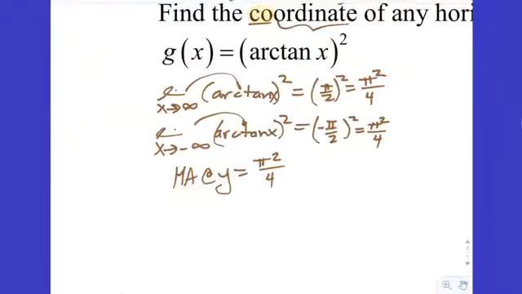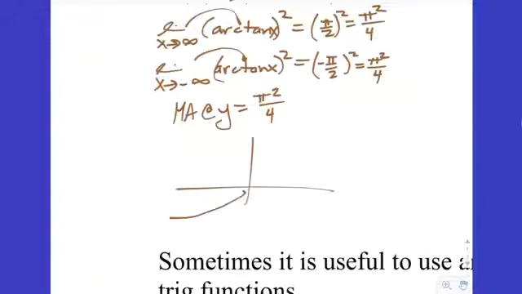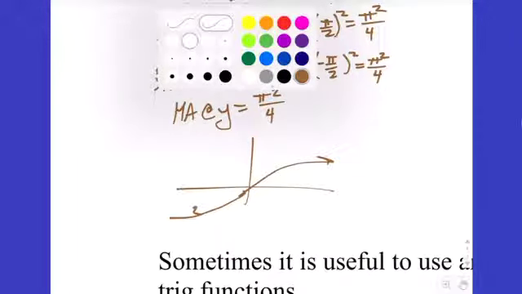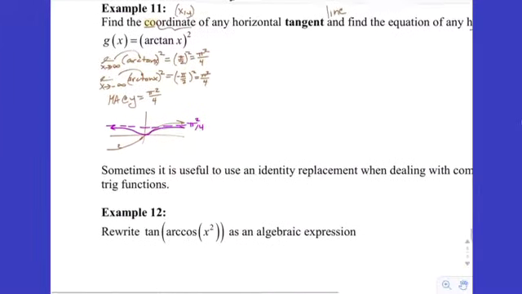The graph would look something like this. It takes all the y values from arctangent, and it squares them and makes them a little bit bigger if they're bigger than 1, and then makes them a little bit smaller if they're less than 1. So it's going to look something like this. It'll have y-axis symmetry, and it'll be right there at pi squared fourths. All right, pretty neato. So that takes care of that.